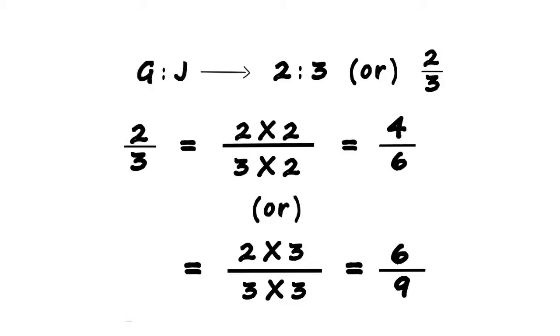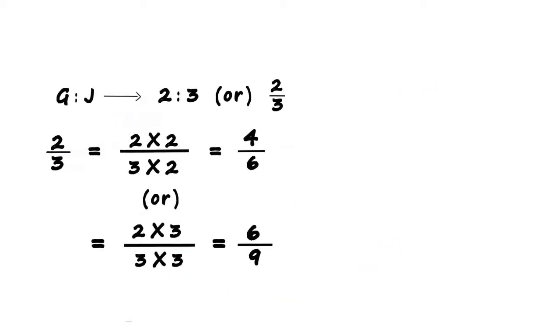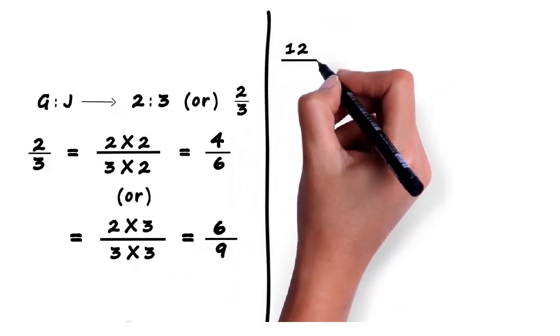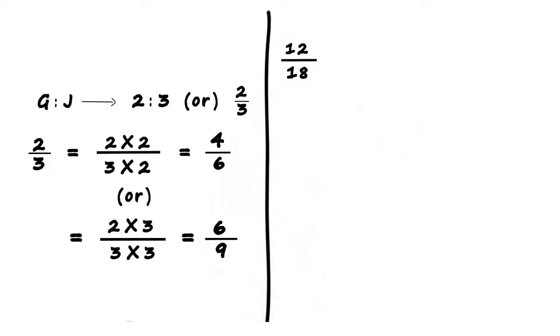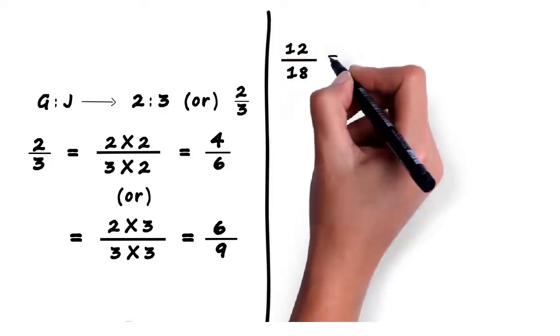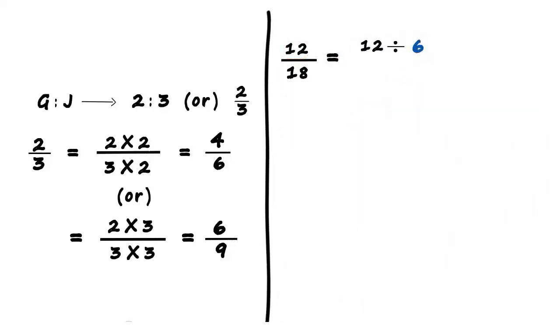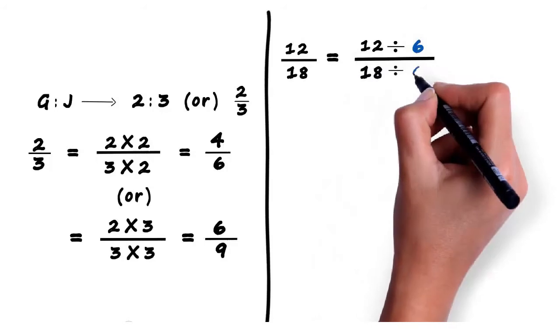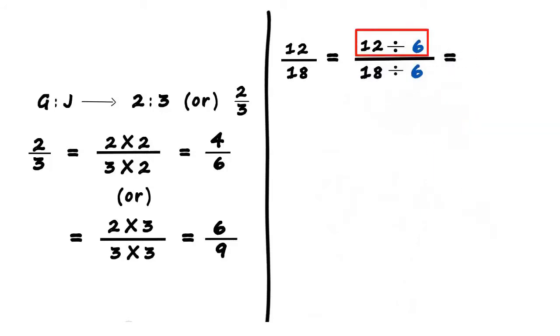If we multiply the numerator and the denominator by the same value, the ratio remains unchanged. Even if we divide the numerator and the denominator by the same value, the ratio remains unchanged. Let's consider the ratio 12/18. We can divide the numerator as well as the denominator by 6. The numerator will be 12/6 and the denominator will be 18/6. 12/6 is 2 and 18/6 is 3.